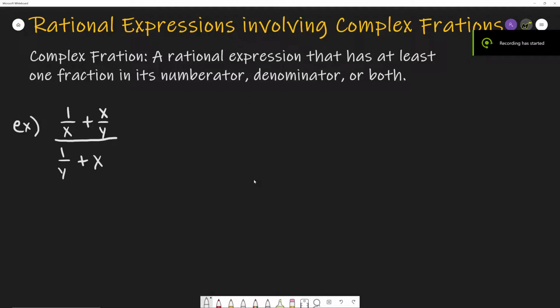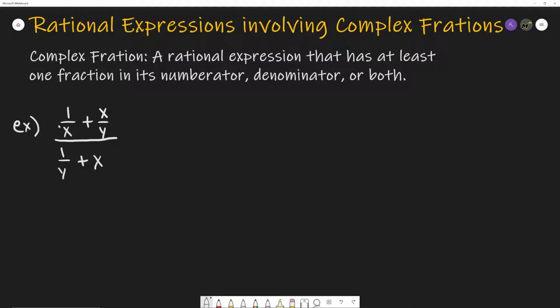Hey team, today we're going over rational expressions involving complex fractions. So first of all, let's start with what a complex fraction is, and we'll do a couple examples with them. A complex fraction is a rational expression that has at least one fraction in its numerator, denominator, or both. So here's the first example we're going to go over. We'll start with a more basic one, and then the second one will be a little more challenging.